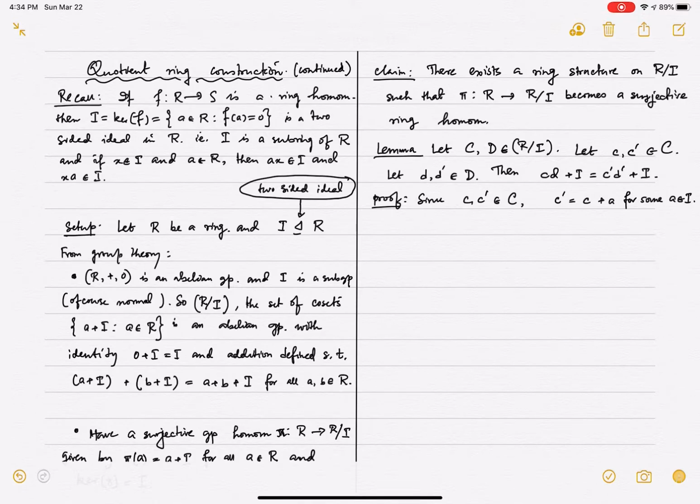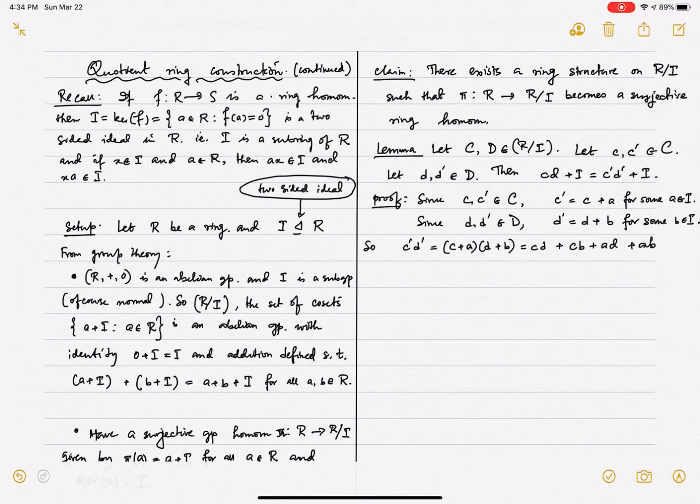And since D and D prime are in capital D, D prime is D plus some element of I, calling it B. So now if you multiply C prime and D prime, you get C plus A times D plus B, which is a sum of four things. If you multiply out, CD plus CB plus AD plus AB.